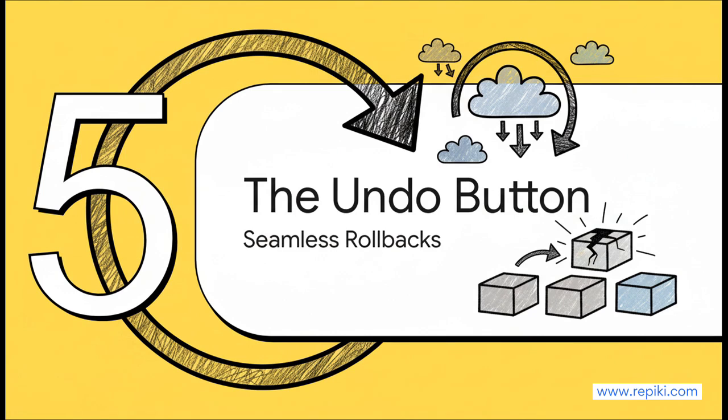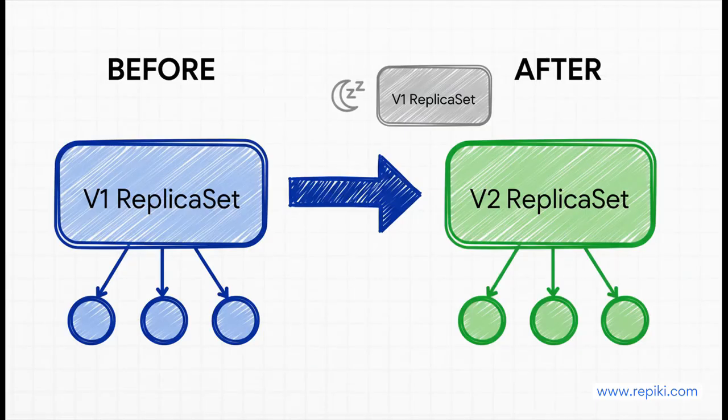This is where deployments are pure magic. They come with the ultimate undo button. And the secret to this is so simple, it's brilliant. When you update a deployment, it doesn't just toss out the old replica set. No, it keeps it around, but it scales it down to 0 pods. So that dormant replica set just sits there, like a perfect snapshot of your last good version, ready to be reactivated at a moment's notice.